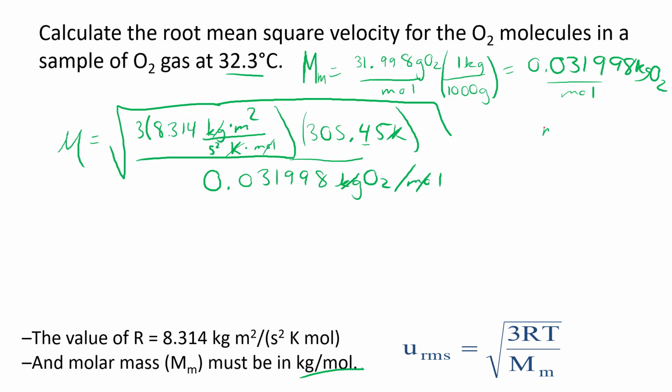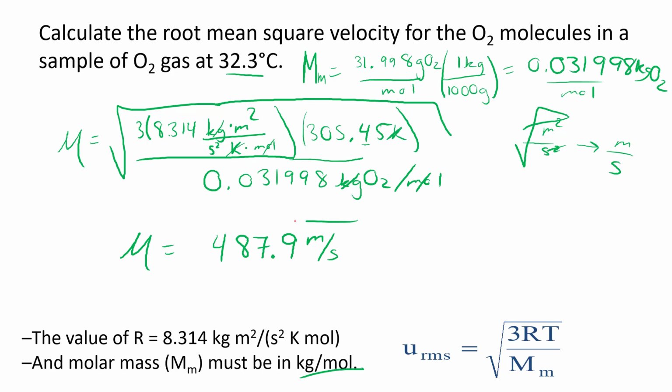We're ending up with meters squared over seconds squared. But that's not what we want. I thought it was meters per second. Oh, square root. So square root gets rid of both of those squared signs, leaving you with just meters per second. So if we do all this math, type in your calculator, make sure you can do this, we end up with 487.9 meters per second. And that's my final answer.